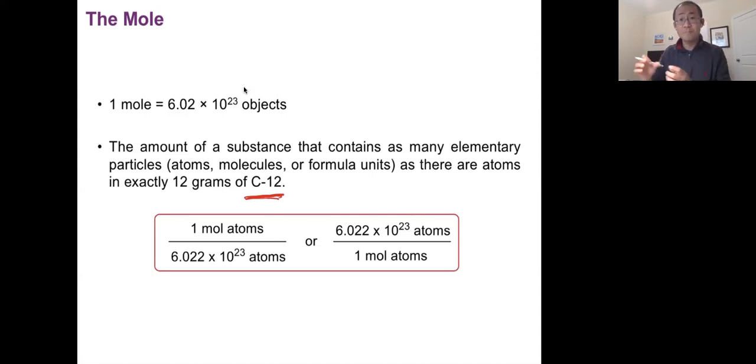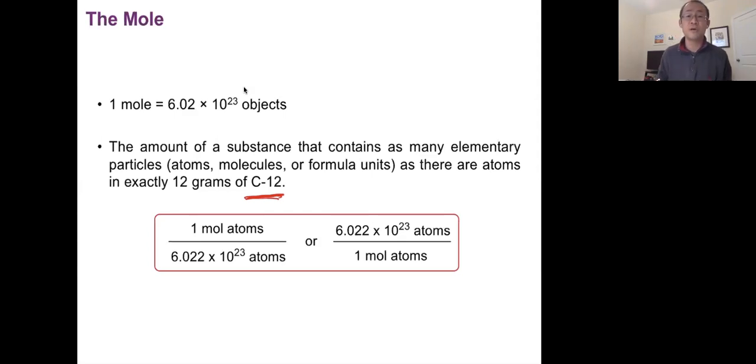If we weigh 12 grams of that carbon-12 isotope, and if we happen to be able to count the number of atoms in that many carbon-12, then the number happens to be 6.02 times 10 to the 23rd of carbon. So that's where the number mole comes from. 1 mole equals the number of carbon-12 atoms in 12 grams of carbon-12. Again, if I have 12 grams of carbon-12, a bag of carbon-12, and I can count the carbon atoms in it, that number is 6.02 times 10 to the 23rd.